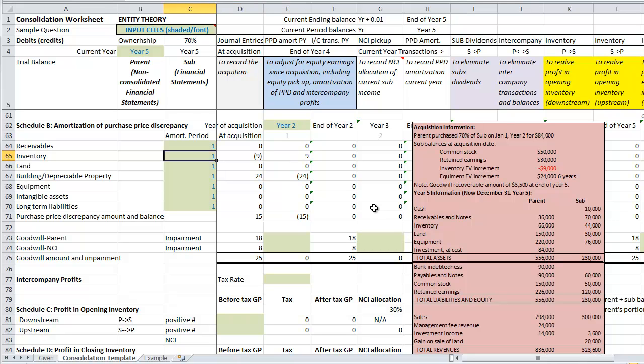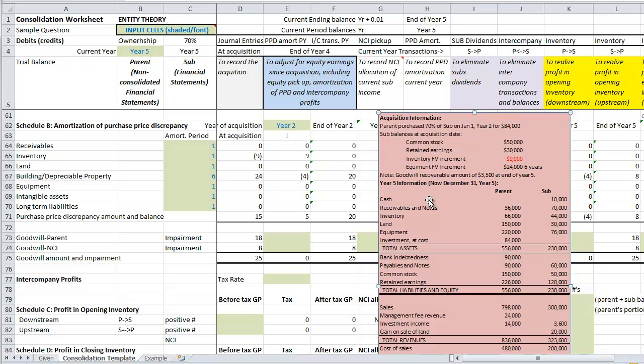For our inventory, the amortization period is how these initial fair value increments will reverse or amortize over a period of time. So inventory is going to reverse within 1 year. Presumably all that inventory is going to be sold in the year following the acquisition, so we want to amortize that over 1 year. However, the depreciable property will amortize over its remaining economic life of 6 years. So we'll adjust for that.